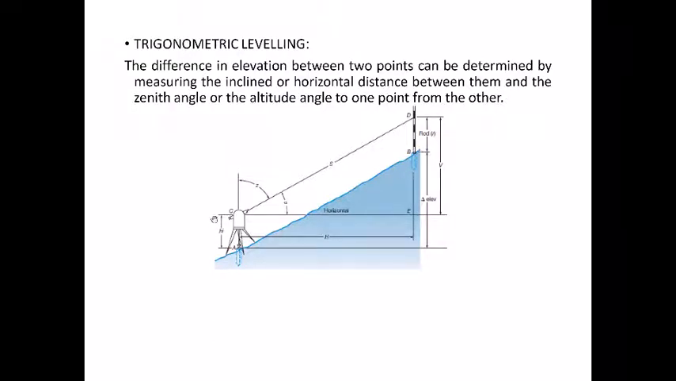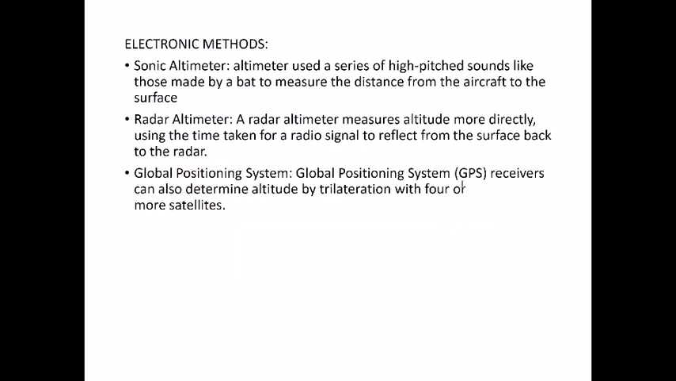What you need is an instrument that can measure angles in the vertical plane, and you need a measuring tape or some other instrument that can give you horizontal distance, and then by using trigonometric ratios you can find out the elevation. So this is trigonometric leveling. And then we have some other methods which are relatively new.